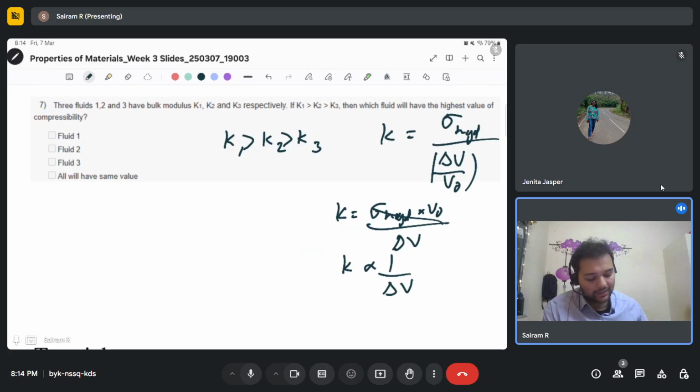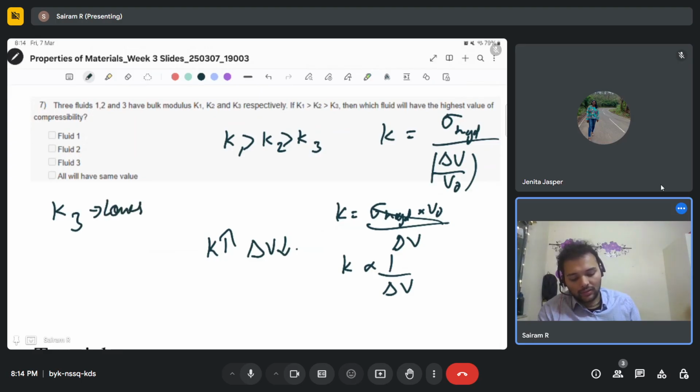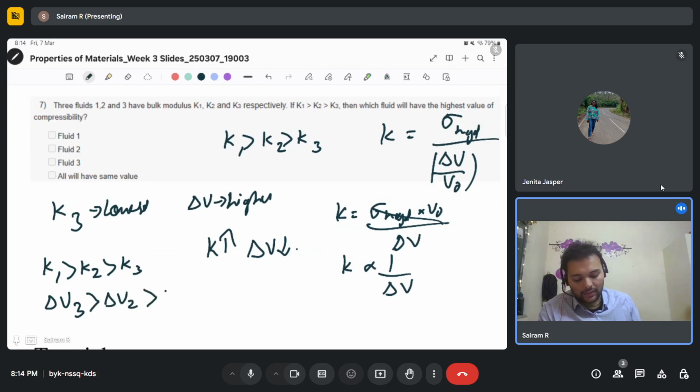So if the bulk elastic modulus K is high, del V is low. K3 has the lowest, so del V should be highest. If K1 is greater than K2 is greater than K3, then del V3 is greater than del V2 is greater than del V1. That is, the compressibility of fluid 3 will be greater than the compressibility of fluid 2, which will be greater than the compressibility of fluid 1. That is what I meant.